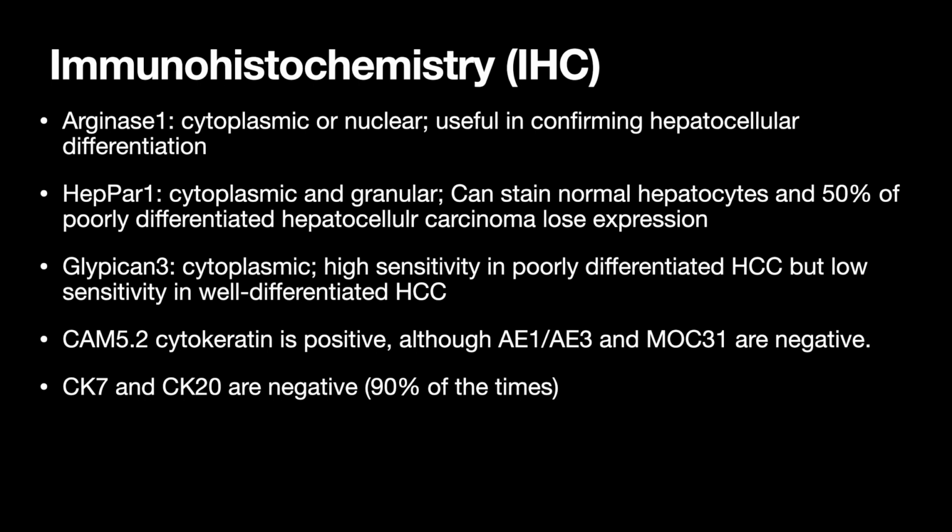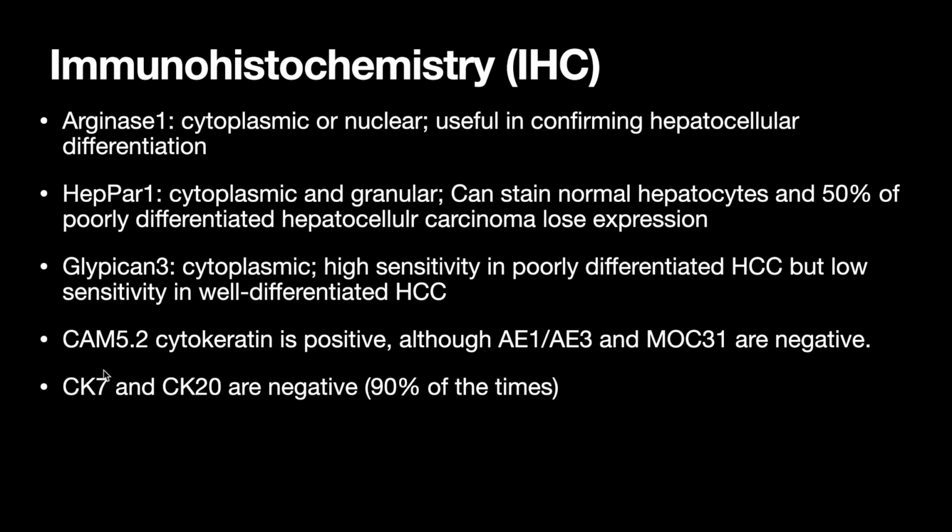fibrostroma. Immunohistochemistry. Arginase 1 has cytoplasmic or nuclear staining, and it's useful in confirming hepatocellular differentiation as opposed to metastasis. HepPar1, it's cytoplasmic and granular. It can stain normal hepatocytes as well as well-differentiated HCC. However, 50% of poorly differentiated HCC lose expression. Given that, you want to order a glypican 3 too. It stains cytoplasmic and it has high sensitivity in poorly differentiated HCC. However, but low sensitivity in well-differentiated HCC, and that's where your HepPar1 comes into play.